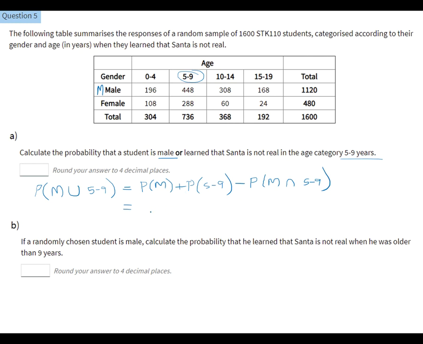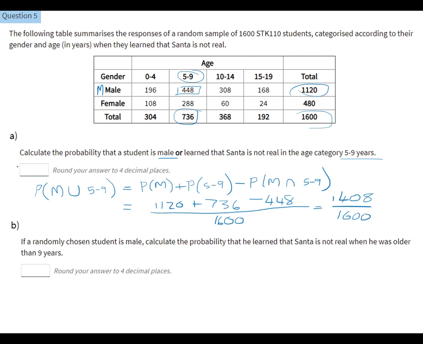So if we do that, I'm going to do all of this calculation in one go. All these probabilities would have been calculated by dividing by 1,600. So I'm just going to write that at the bottom instead of having to write that a few times. So let's go look at the frequencies for the males. Males, we know we have 1,120. Then we need to add the frequency here for 5 to 9, which is 736. But in doing this, we have added this intersection bit twice, so I need to remove it once. And if we do that calculation, you end up with 1408 over 1,600, which gives us a probability here of 0.88. And again, it says here round to 4 decimal places, but because you don't have more than 4 decimal places, you can give your answer exactly as it is.